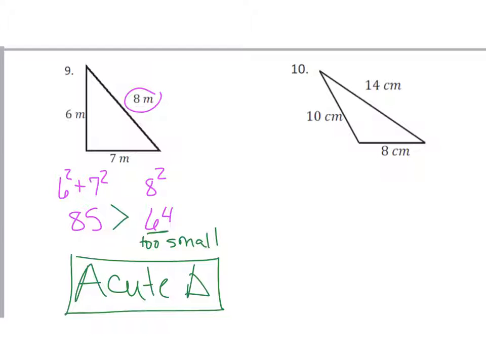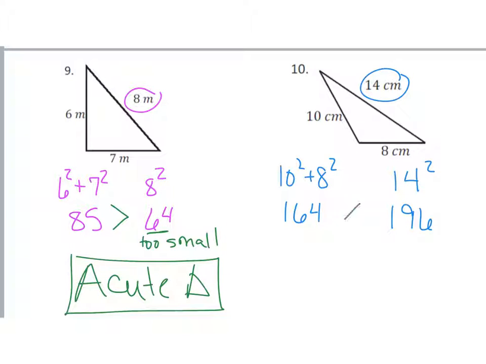Okay, number 10. The longest side is 14, so 10 squared plus 8 squared, how does it compare to 14 squared? Okay, 10 squared plus 8 squared is 164. 14 squared is 196. So my inequality faces the larger side. The side I thought was the hypotenuse is too big to be a hypotenuse. That means this is classified as an obtuse triangle.